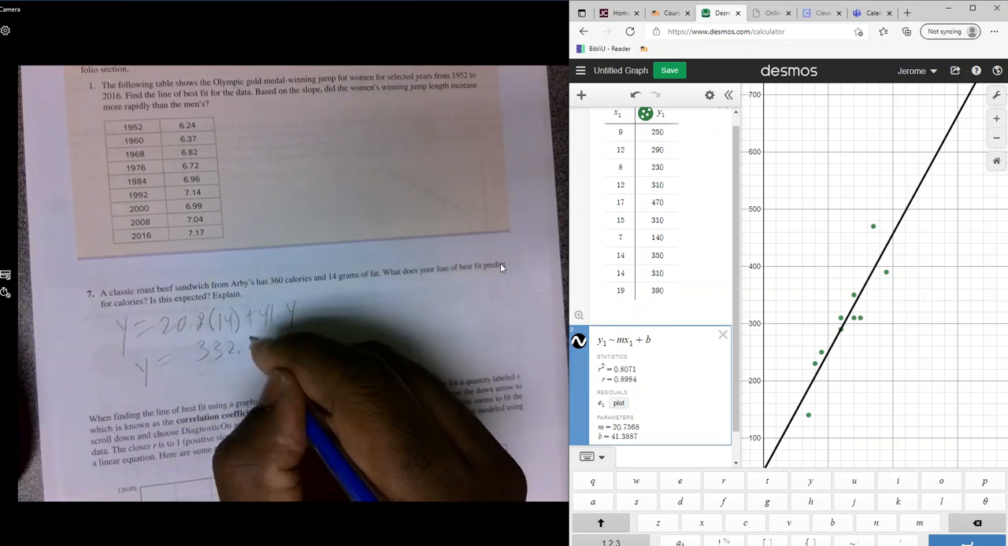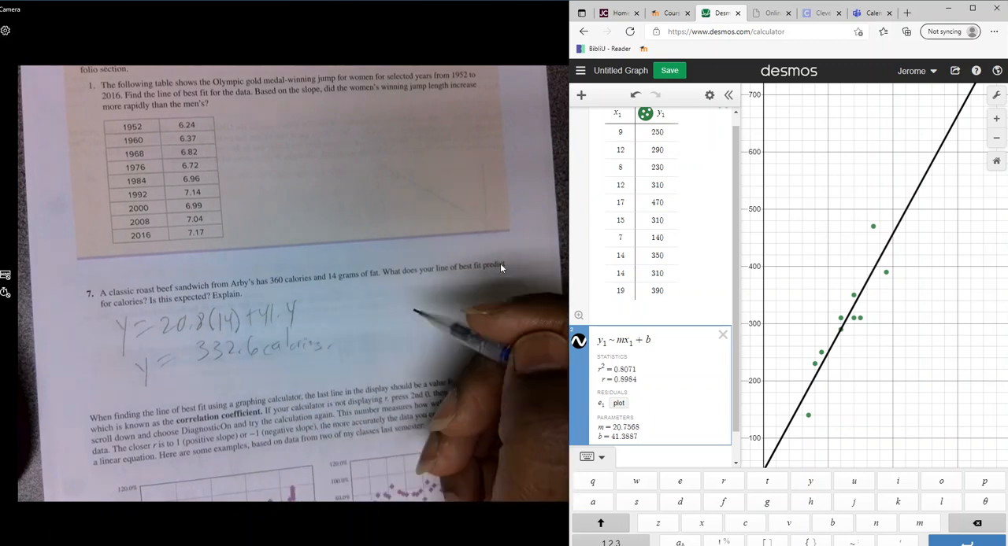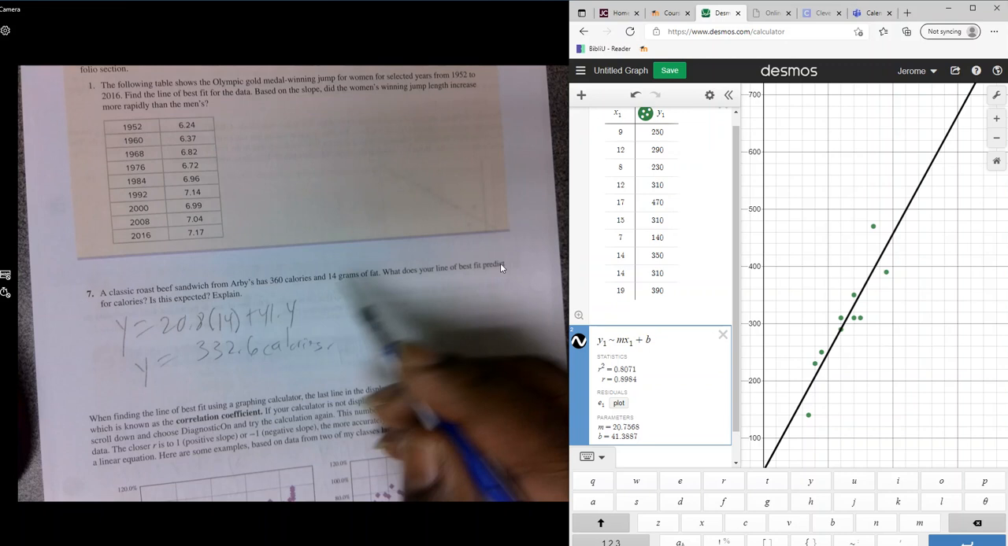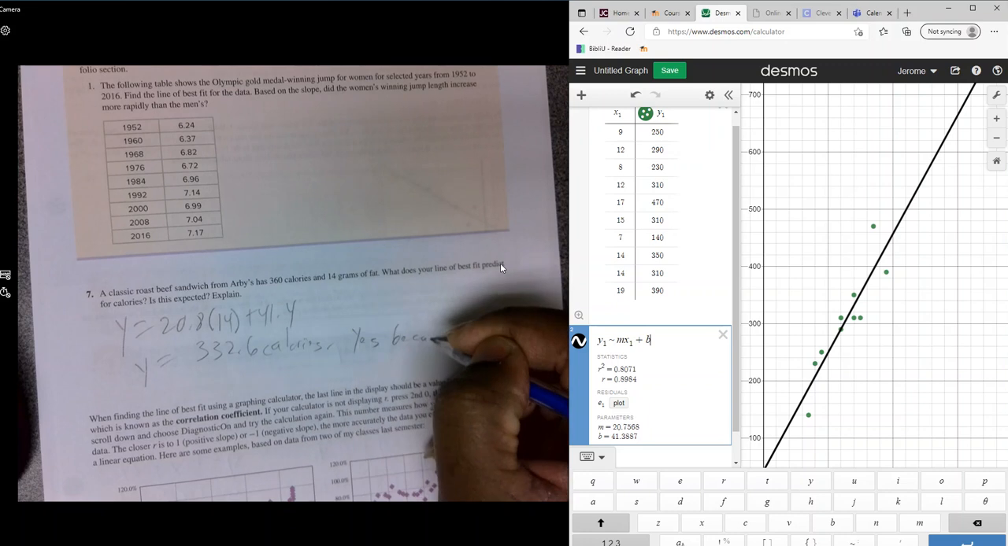Okay. Now it says, what does your line of best fit predict for calories? We have that. Is this expected? And it'll be yes, because roast beef usually has less calories than hamburger.